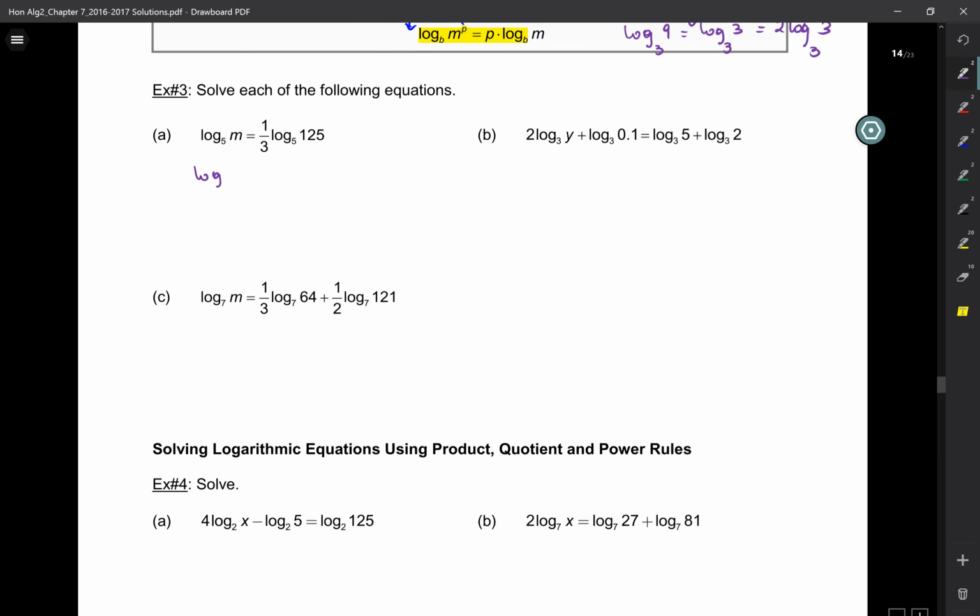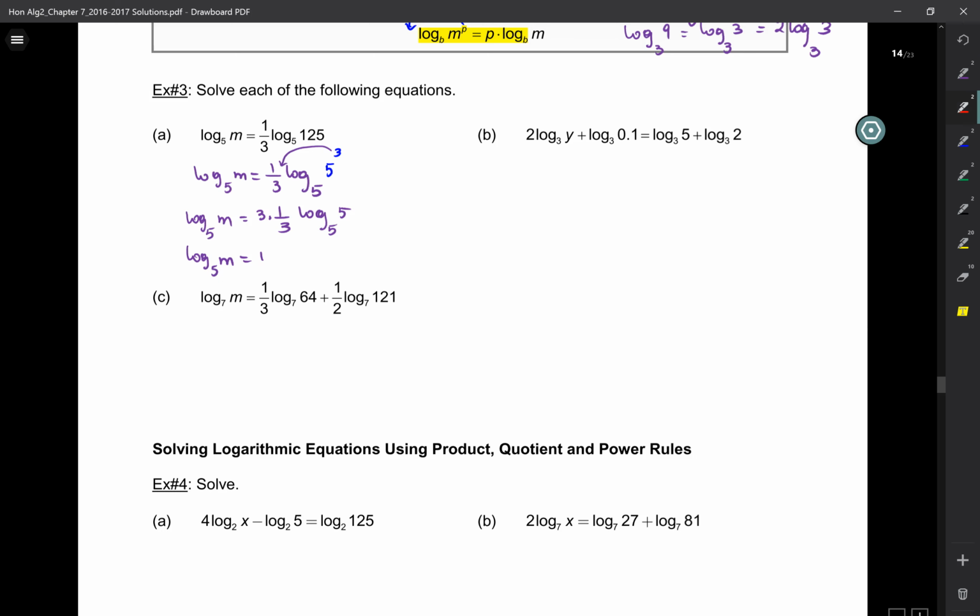This is log base 5 of m equal to 1 over 3 log base 5 of 125. And how do I write the 125? It's 5 to the power of 3. Now, you know what happens? The 3 comes down. So this is log base 5 of m equal to 3 times 1 over 3 log base 5 of 5. I'm only writing it in this much detail for this one problem. You're going to just do it mentally. So this is log base 5 of m equal to 3 times 1/3 is 1.